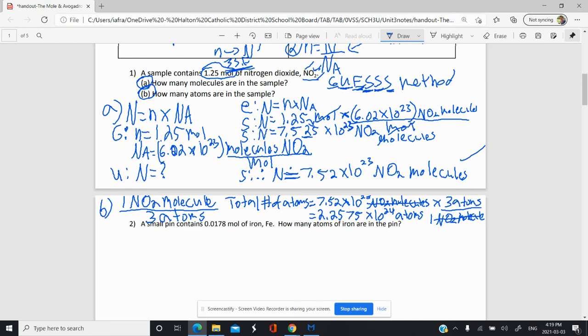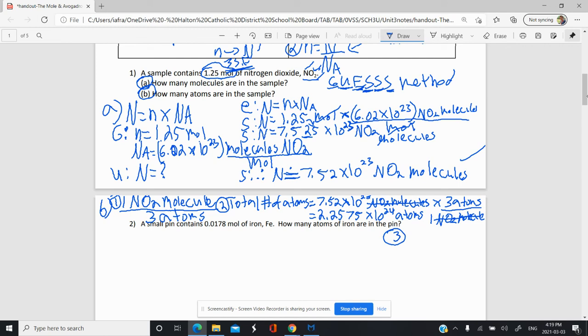So I wrote a conversion factor first. That was my first step. Next step is I wrote down what I was looking for, and I did my processes. And then I'm just going to write a little therefore statement in my third step here.